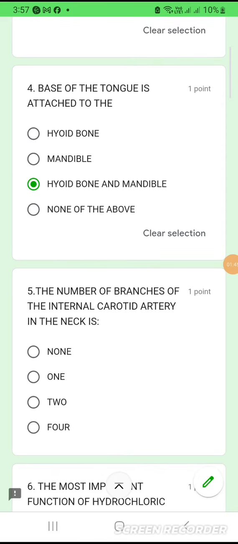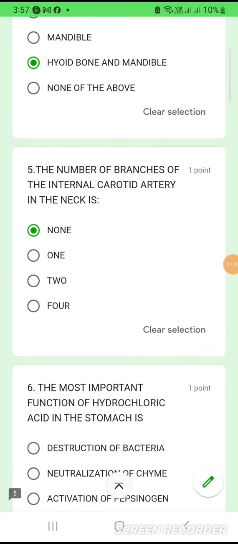Coming on to the fifth question, the number of branches of the internal carotid artery in the neck. So whether the internal carotid artery has got branches in the neck? No, there are no branches. Okay, so the option is the first one, none.